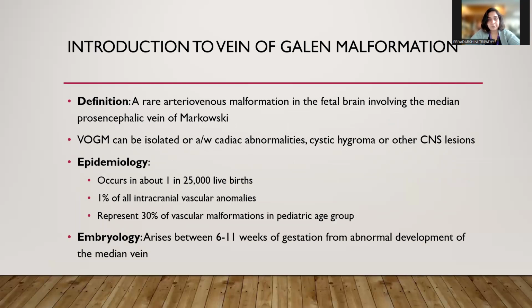So coming to vein of Galen malformation, it is a very rare arteriovenous malformation in the fetal brain, which involves the median prosencephalic vein of Markowski. Vein of Galen malformation may be isolated or associated with cardiac abnormalities, cystic hygroma, and other CNS lesions. It is very, very rare, occurring in 1 in 25,000 live births, and contributes 1% of intracranial vascular abnormalities. But in the pediatric age group, it represents around 30% of vascular malformations. As we discussed, it develops very early in gestation, at 6 to 11 weeks, due to abnormal development of the median vein.